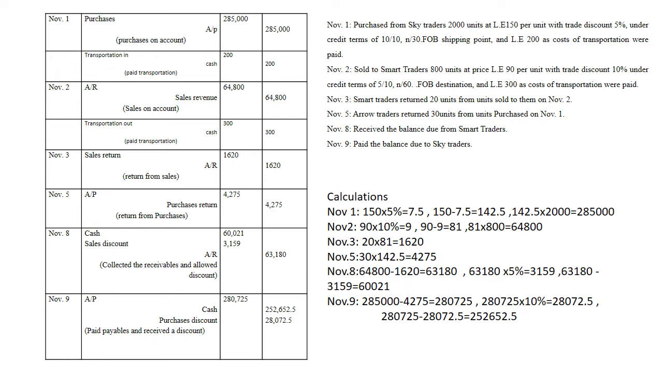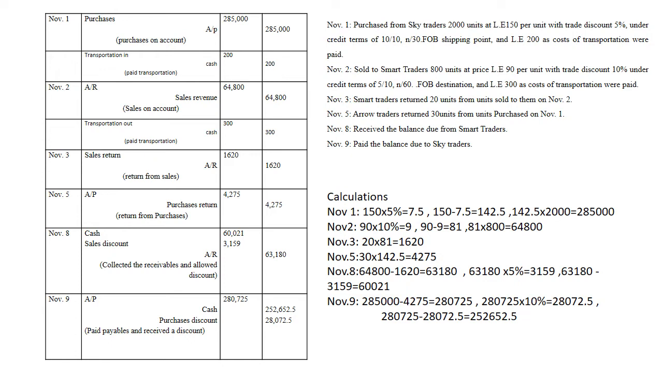What about the transportation 200? It says 200 transportation cost was paid. Who paid for the transportation? It says free on board shipping point. We said free on board shipping point means the buyer is going to pay for the transportation. So in this case, Arrow Trader is going to pay for the transportation, and we are preparing the journal for Arrow Trader. So it will be debit transportation in, credit cash. Why transportation in? Because it's recording transportation for goods coming in. It's a purchase of goods, not a selling of goods. And transportation in is an expense. That's why it's debit. And cash is credit by the amount of 200.